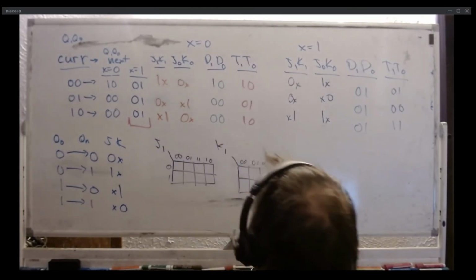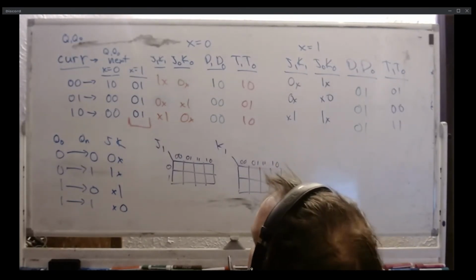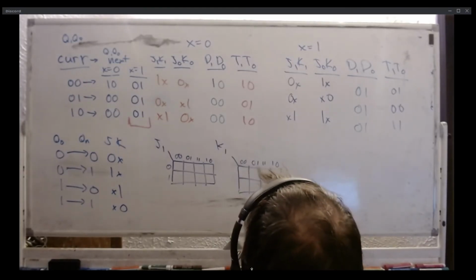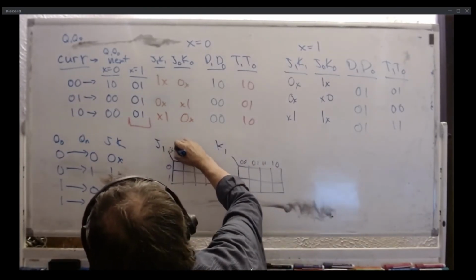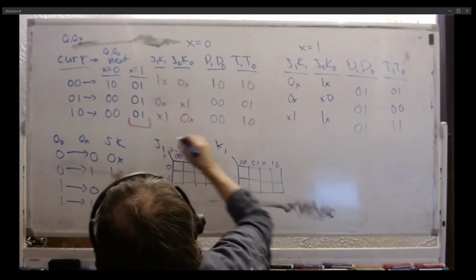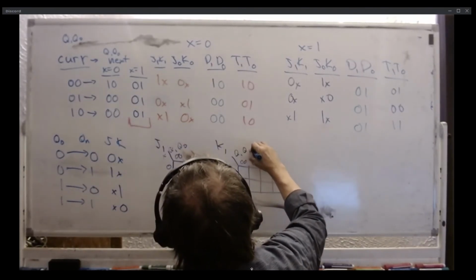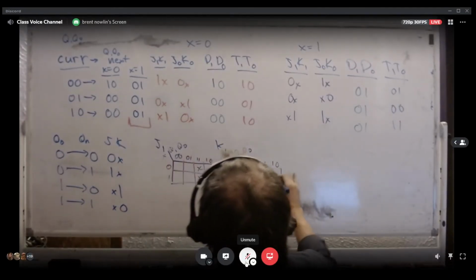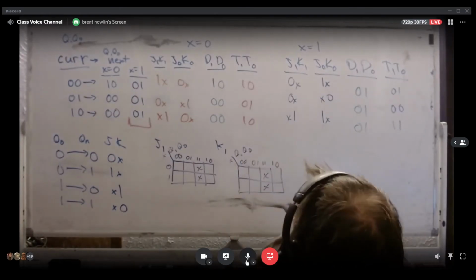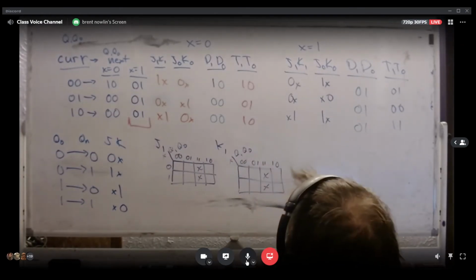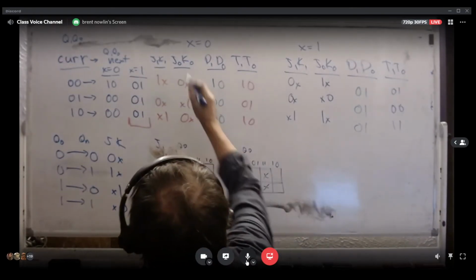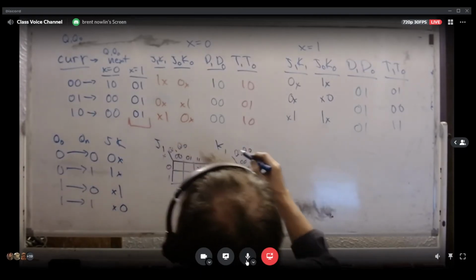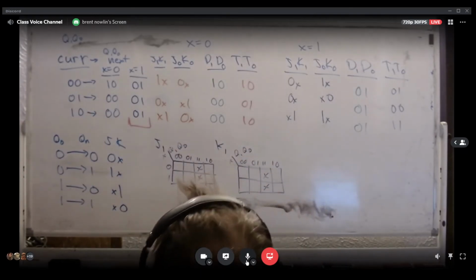We have an unused state, do we not, guys? We do. That's state 3. So if this is Q1, Q0, and that's X, Q1, Q0, and this is X, do you see that these are going to be don't cares, guys? Why? Because it's a missing state.